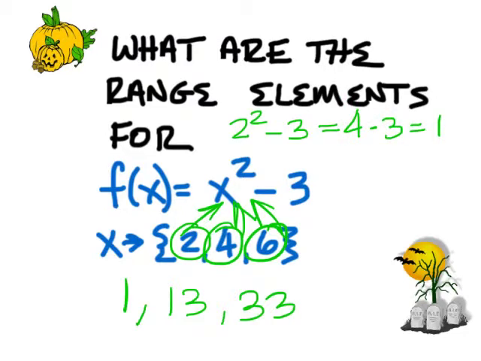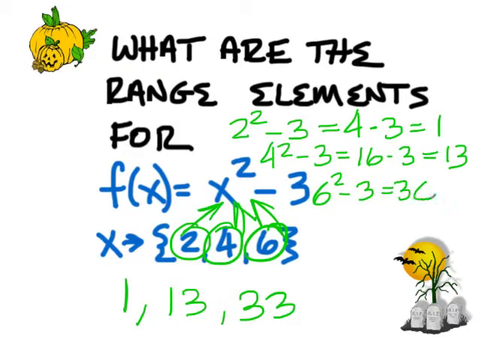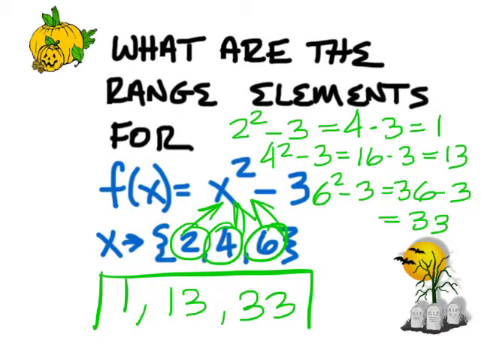That's 4 minus 3. That's where 1 comes from. I put a 4 in. That's 4 squared minus 3. 16 minus 3 is 13. And I put a 6 in. 6 squared minus 3. 36 minus 3 is 33. And this is what you would write down in order with commas in between the numbers.